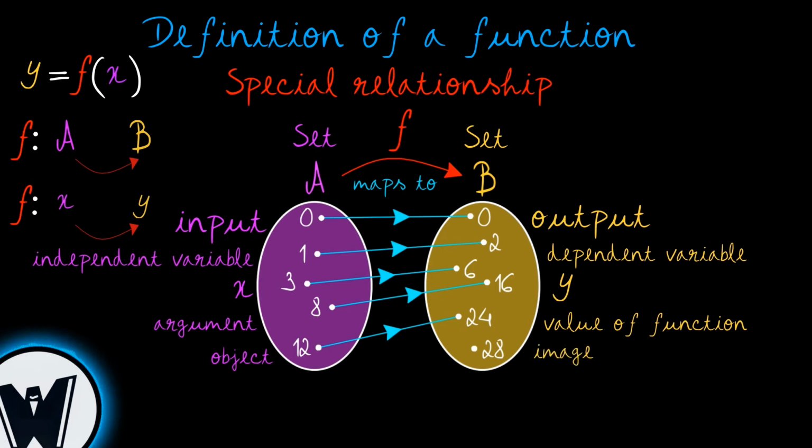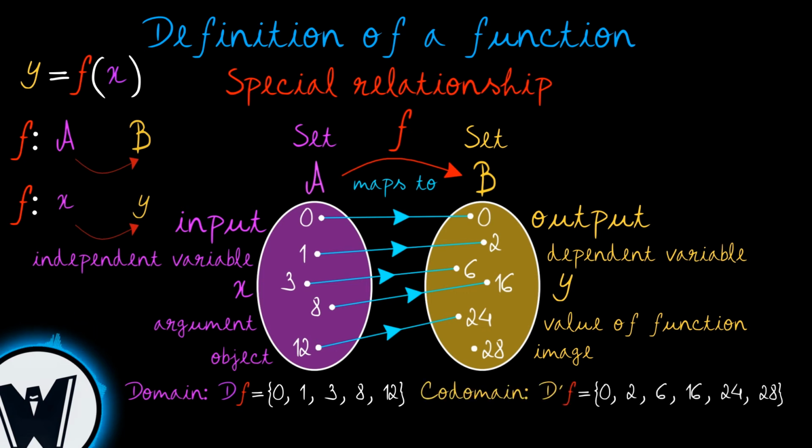Some other important concepts in functions are the domain, which is the set of the total values or elements of the input set, and in like manner the codomain is the set of the total values or elements of the output set, and the range is a set of values or elements that the function actually produces.